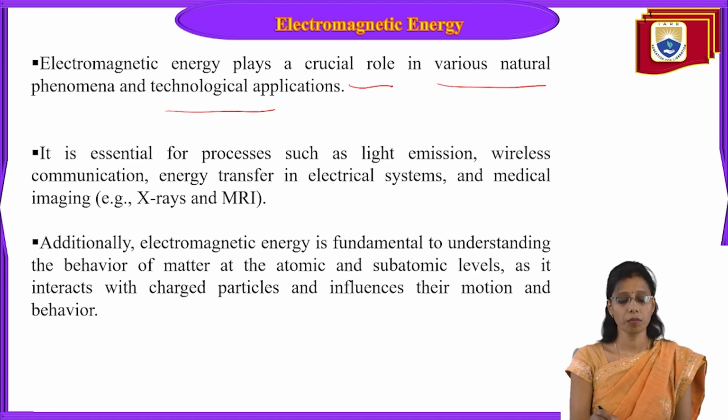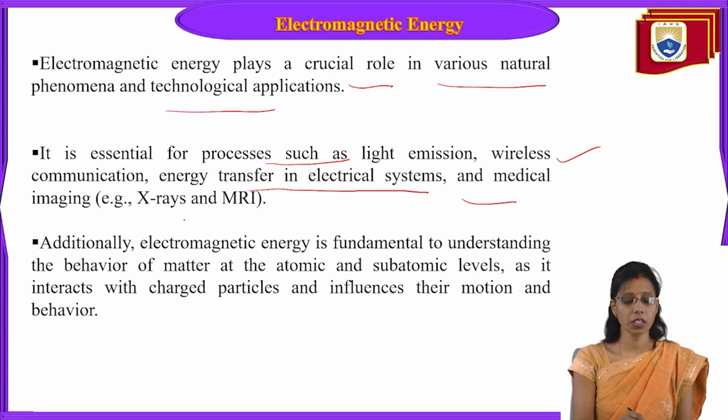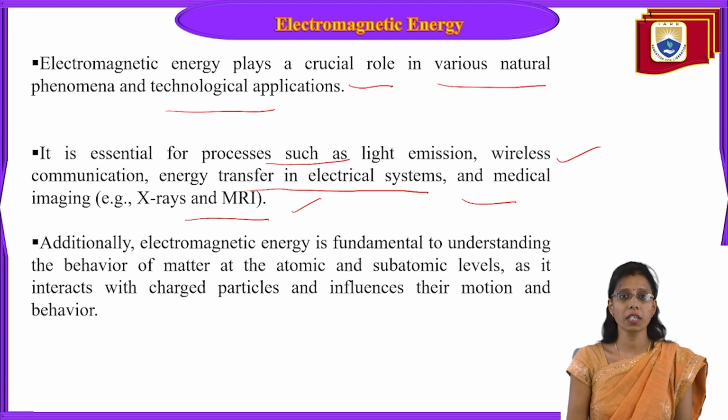It is essential for processes such as light emission and wireless communication. Nowadays we are always using Wi-Fi or wireless communication. All this wireless communication works through electromagnetic energies. Due to these electromagnetic energies only, we are able to use wireless communication, energy transfer in electrical systems, and medical imaging like X-rays and MRIs. We are using electromagnetic radiation in various forms, either X-rays, ultraviolet rays, or gamma rays, for various purposes in our day-to-day life.